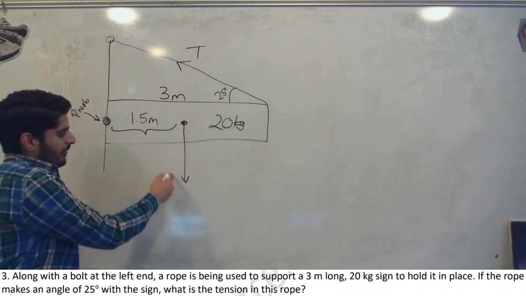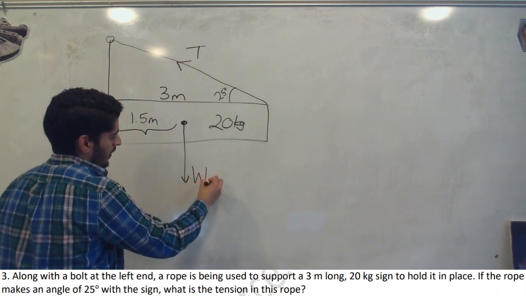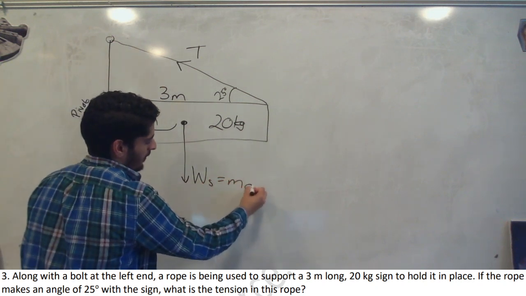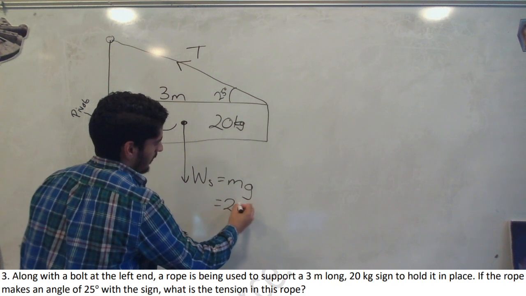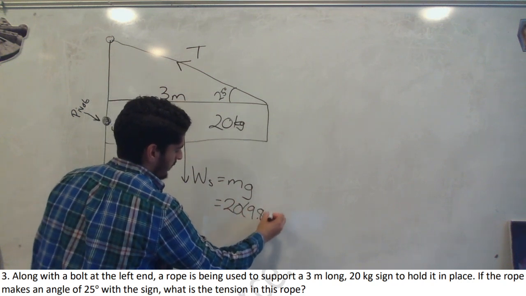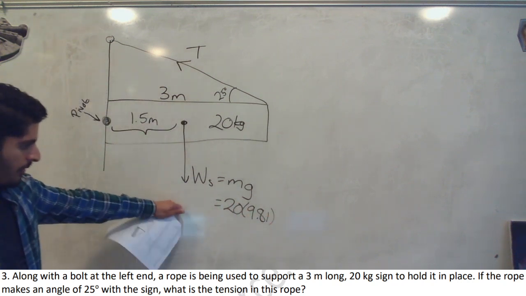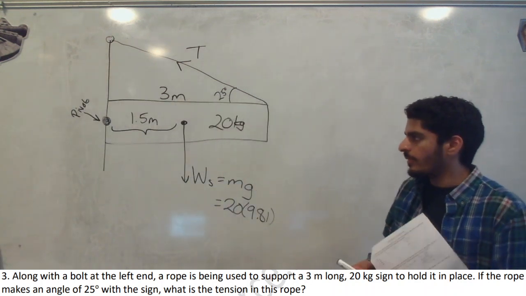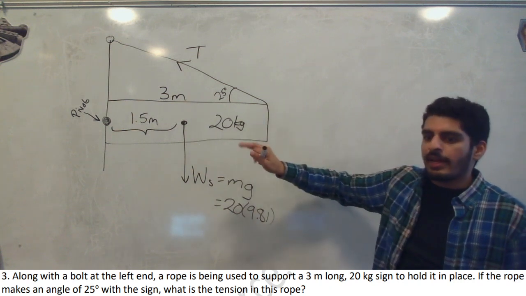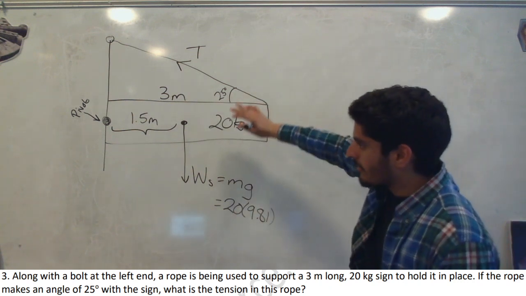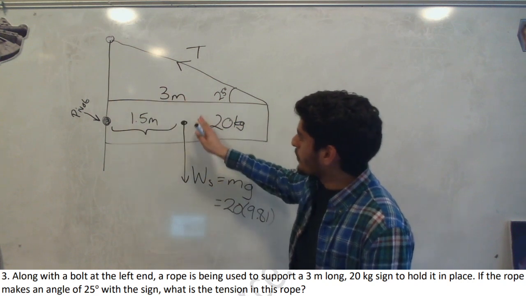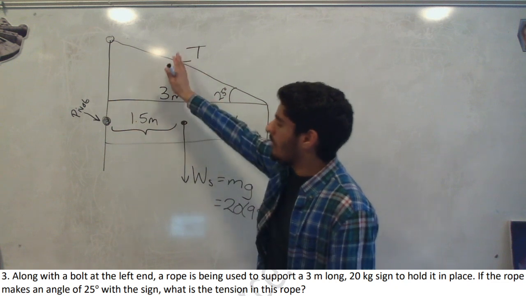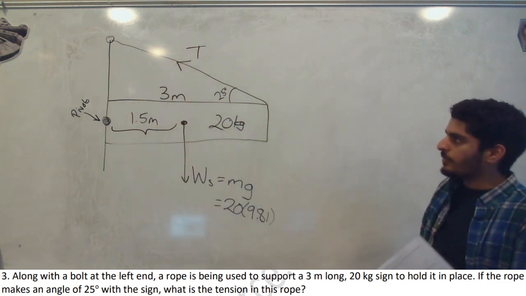And so this force right here is essentially the weight of the sign. And the weight of the sign is just mass times gravity, so we can substitute 20 times 9.81. And whatever that number is, that is the weight of the sign and the force that the sign is exerting on the system. So these are the only 2 torques I have on my rotational system. The sign can either be rotated clockwise by the weight of the sign, or counterclockwise by the torque of the tension there.